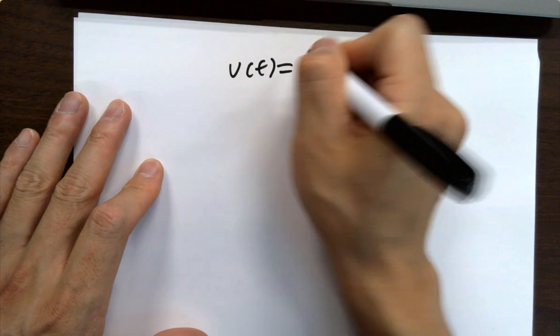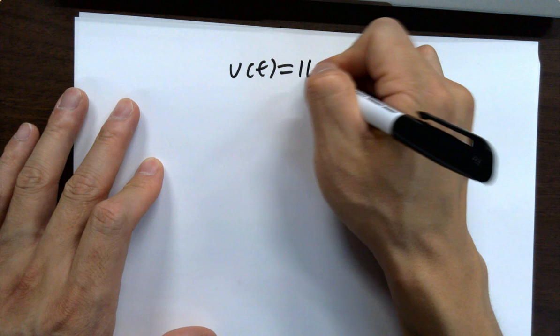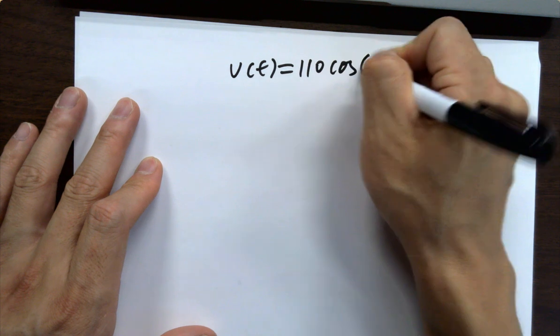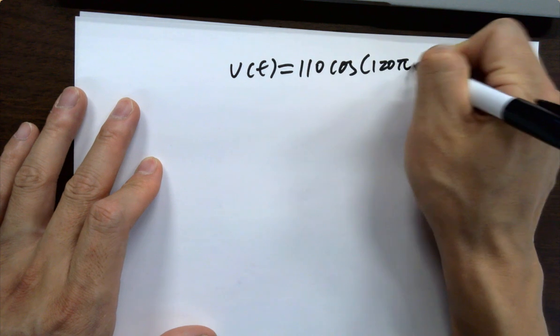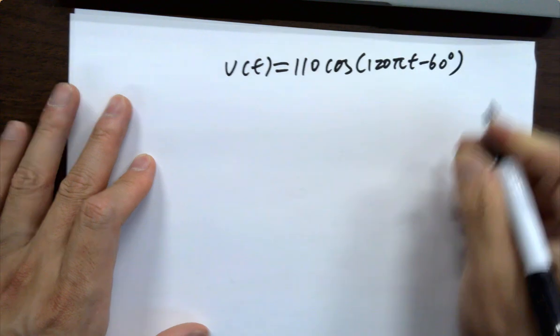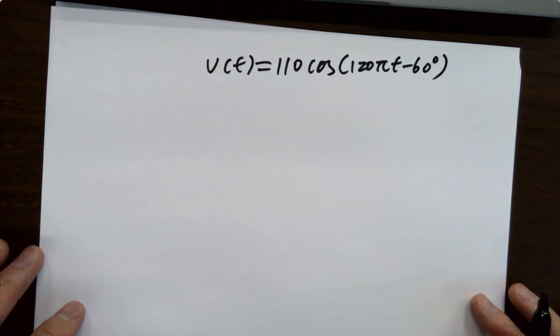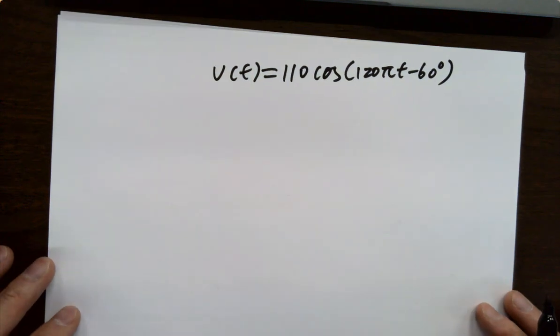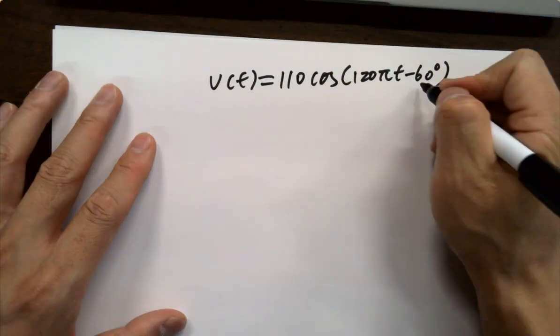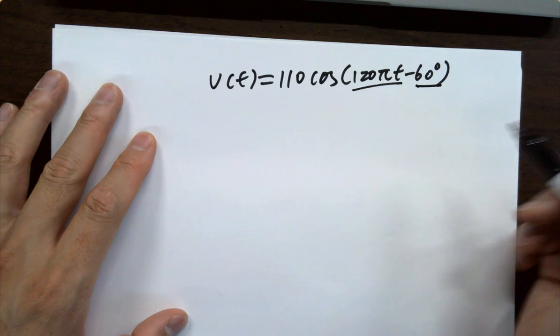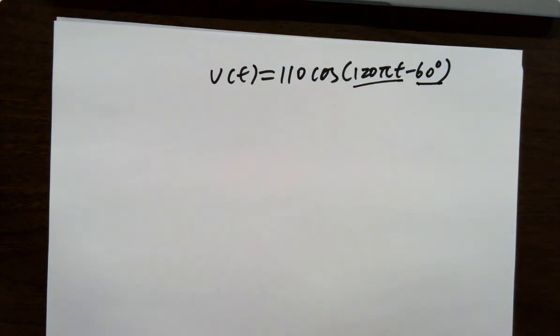Homework 1, first problem. This is homework 9, the first problem. 110 cosine 120 pi t minus 60 degrees. You know that 60 degrees is not a legit number here, right? I have to convert it to radians. Because this is radians, there's no way that I can add or subtract degrees.